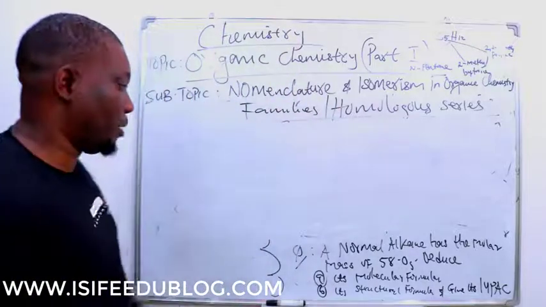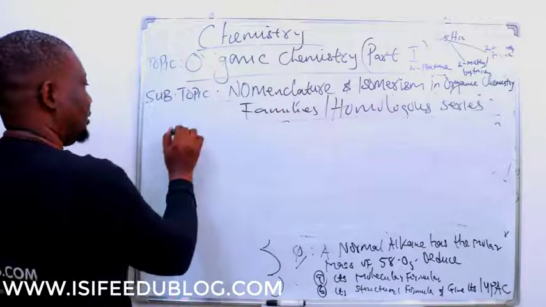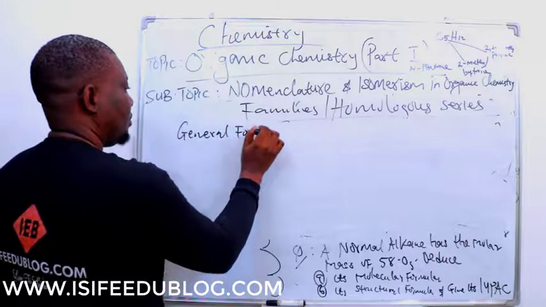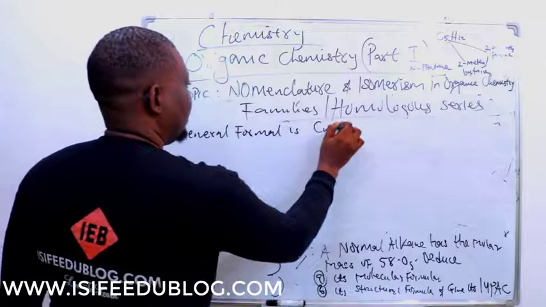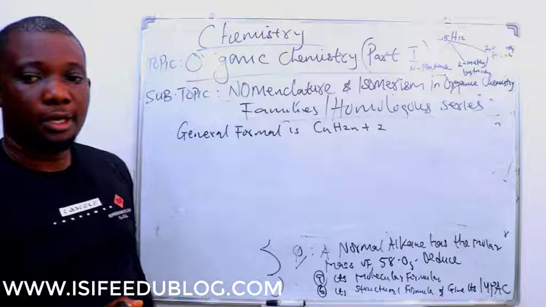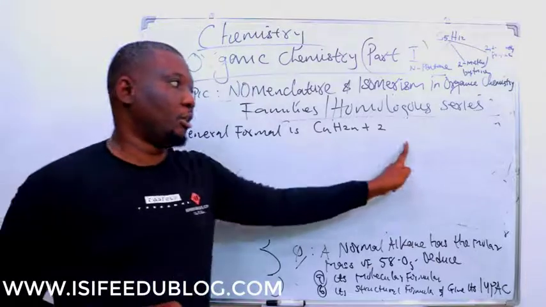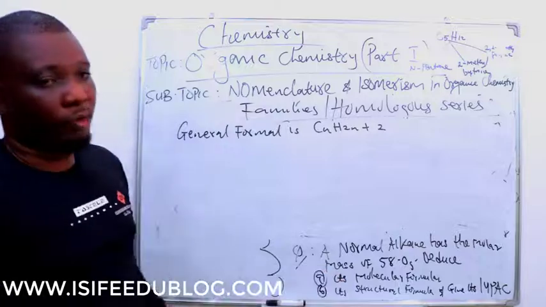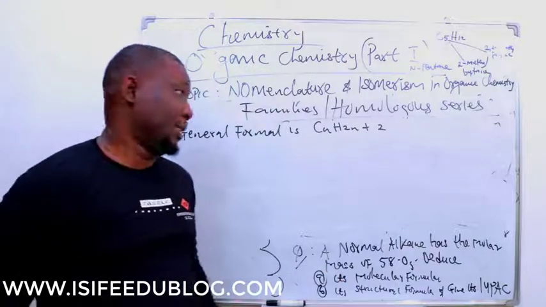The general molecular formula of normal alkane, please you know this, general formula is CnH2n plus 2. This is for alkanes. Once you see this formula, this is the general formula of alkane. From this formula, you can be able to generate all the members of a series from 1 to 100, or as the case may be.